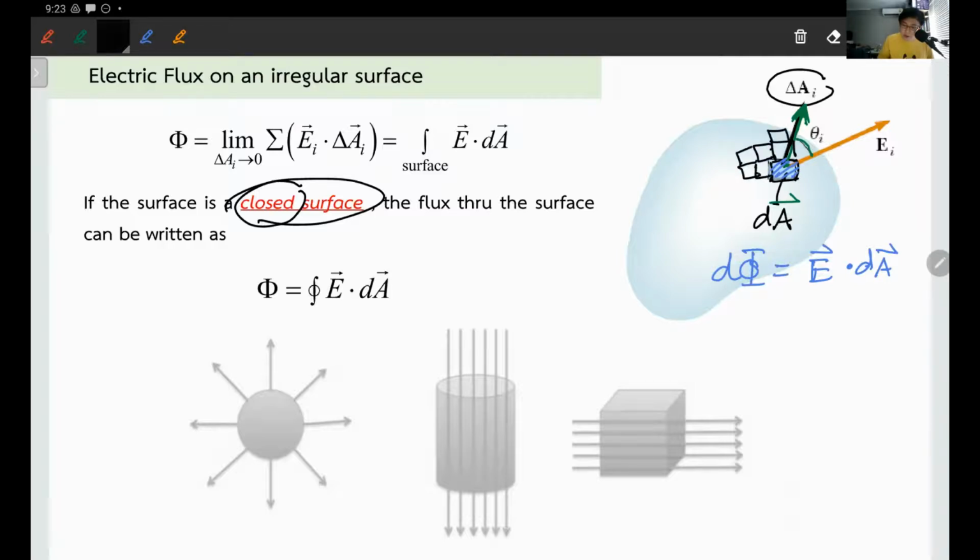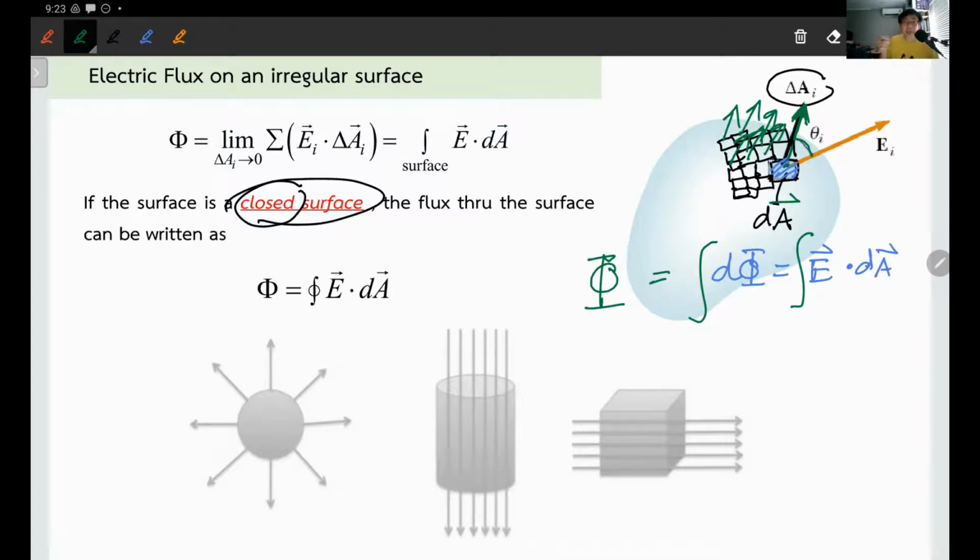everywhere on the surface of this balloon. Just keep doing it. On each tiny surface, you do E dot dA, E dot dA, E dot dA, and then you sum them up. But when you sum everything that is so small like that, it's just an integral. Once you complete the whole closed surface, that is your net flux through this closed surface.